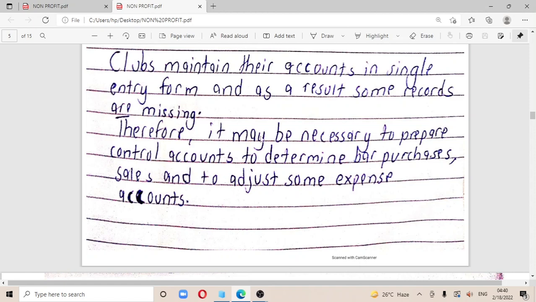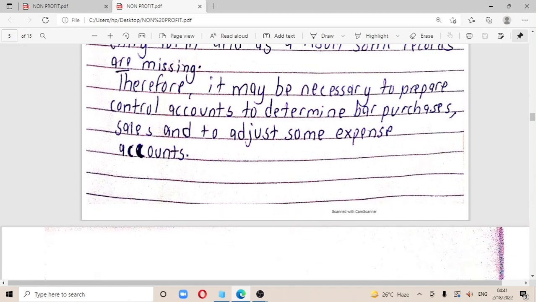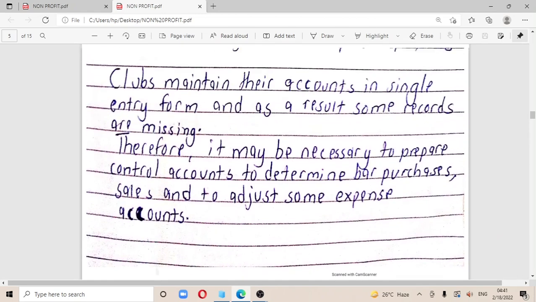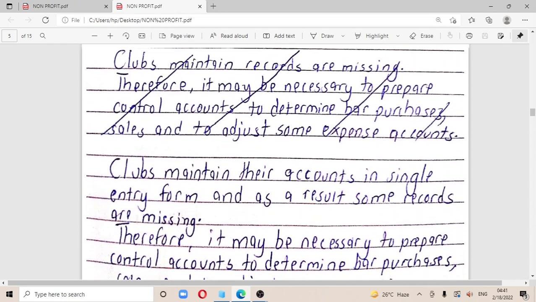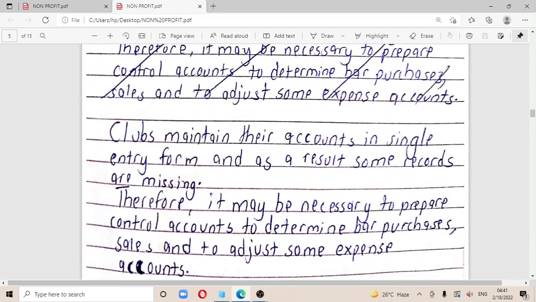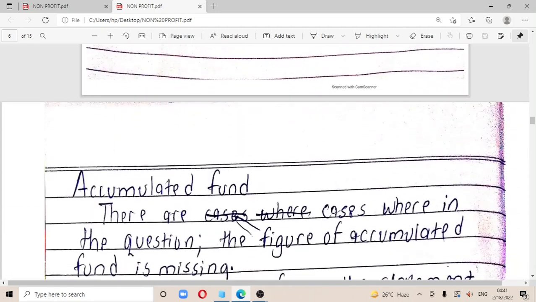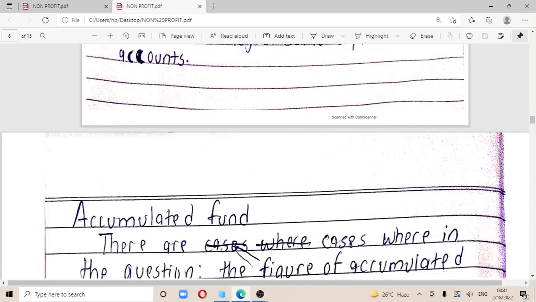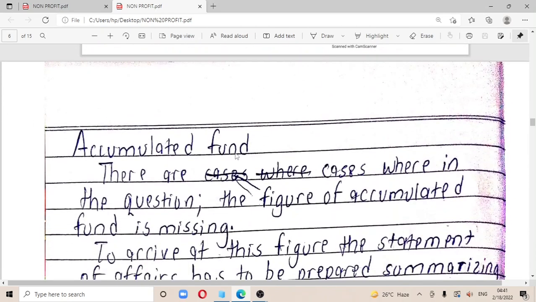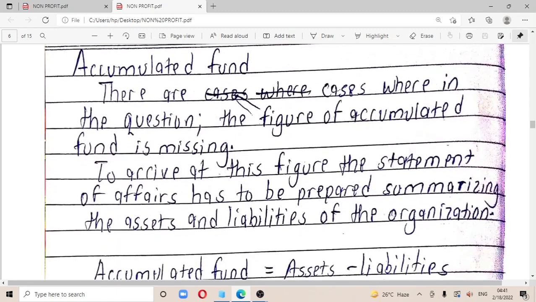So therefore here it may be necessary to prepare some control accounts to determine the bar purchases and then the sales, and to add just some expense accounts. They can also get to draft control accounts in order to determine certain items. It can be accumulated depreciation or anything. So here we can look at accumulated depreciation, and here they are saying there are cases where in the question the figure of accumulated depreciation is missing.